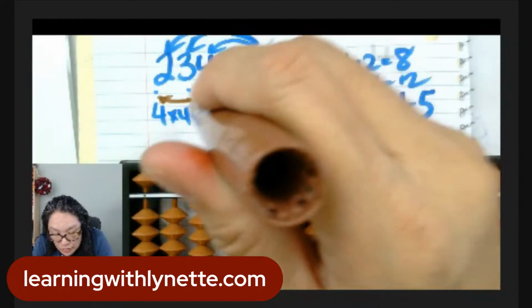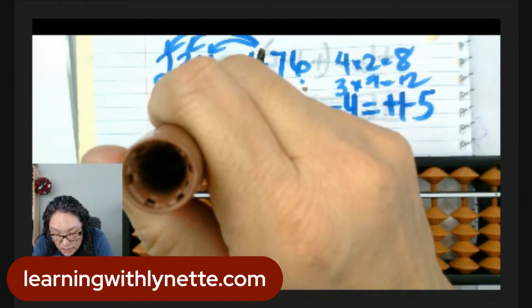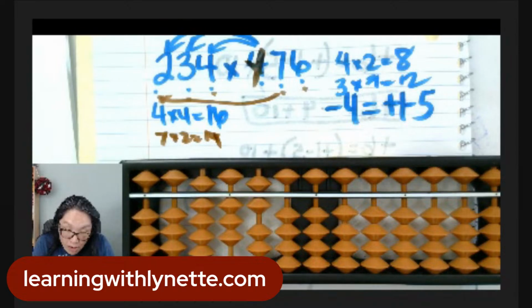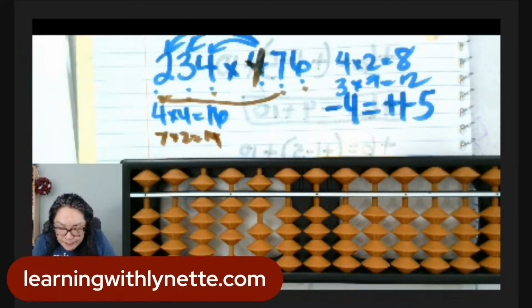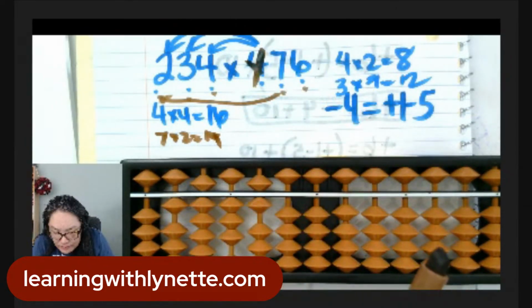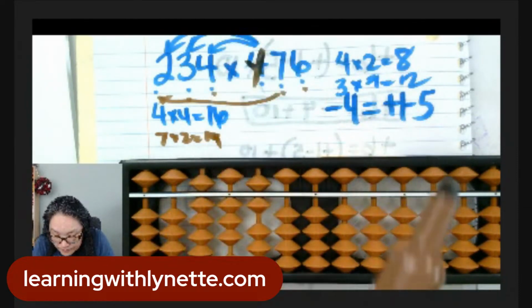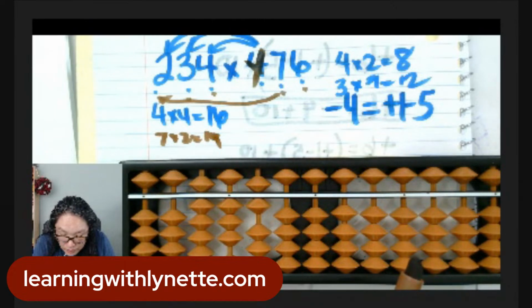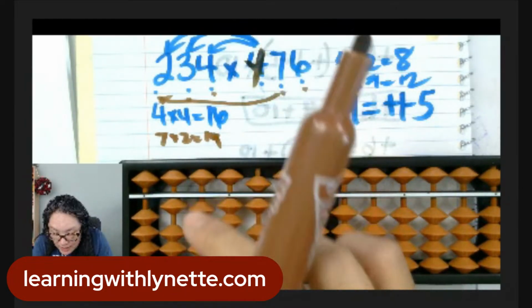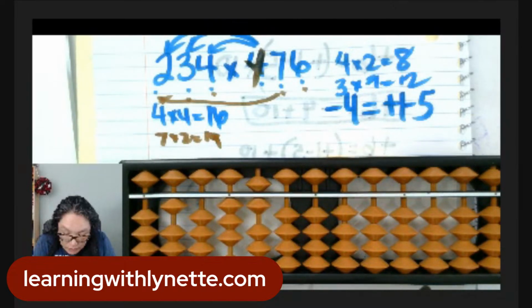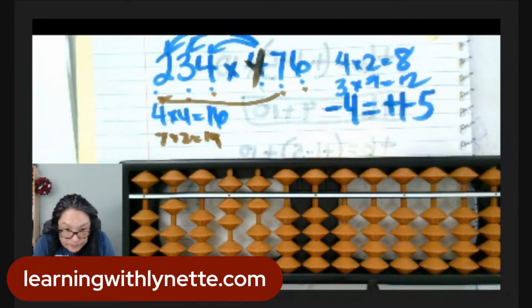7 times 2 is 14. 14 plus the 10 minus the 6 plus the 4. No, wait, 14. Plus the 1 plus the 4 plus the 1. Cannot plus 1. Plus the 10 minus the 9 plus the 4 plus the 5 minus the 1.